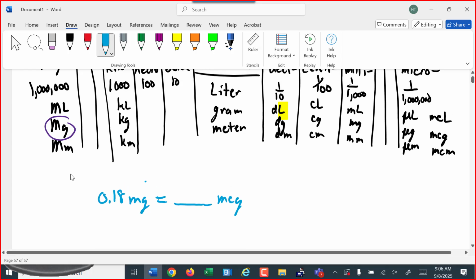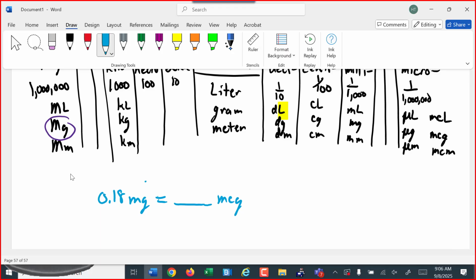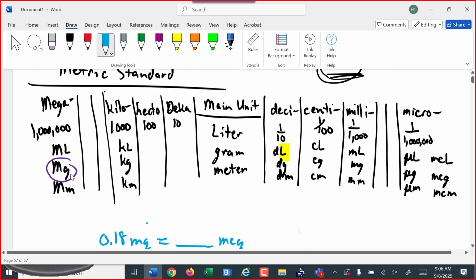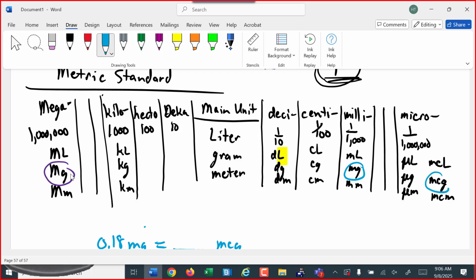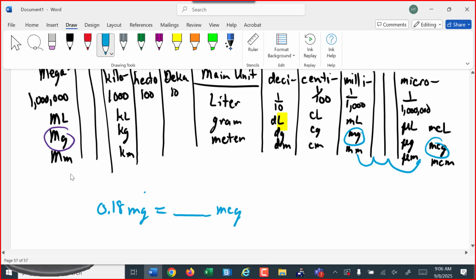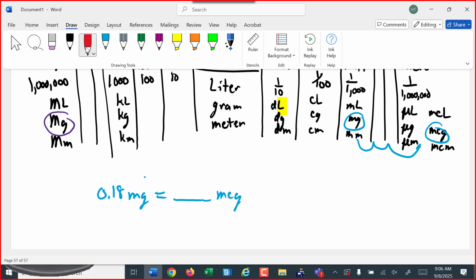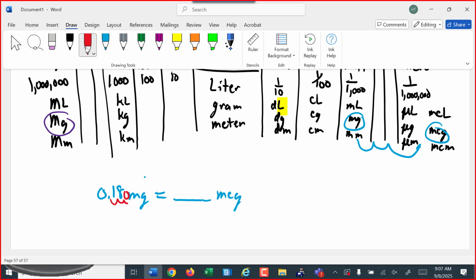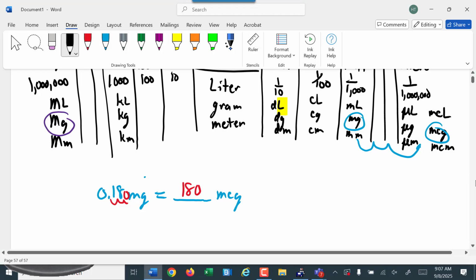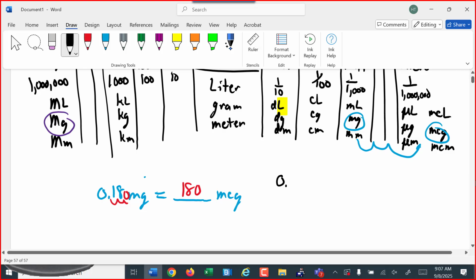So if we have 0.18 milligrams and we want to convert to micrograms, we go to our chart. Here is milligrams. Here is micrograms. On the chart, that's 3 spots to the right. So one way we could do that conversion is to just move our decimal point 3 spots to the right. We have to add a 0 for the third spot. That's 180 micrograms.